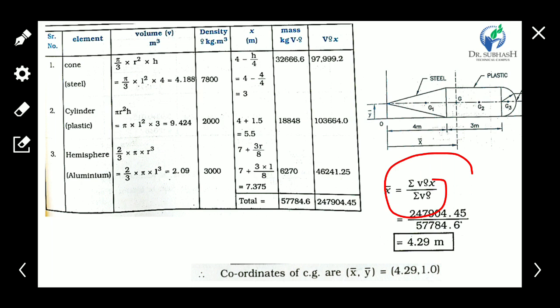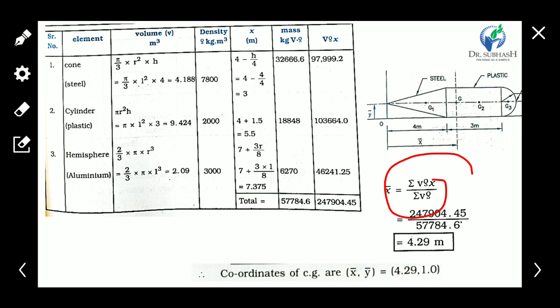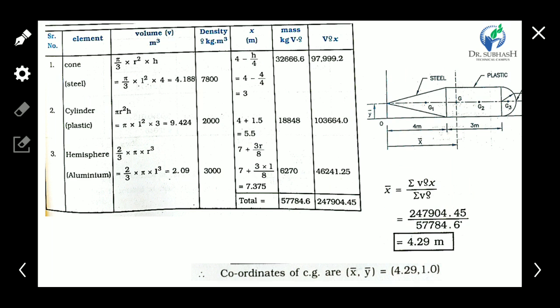So we have to first find the mass and x1, x2, x3 for all three parts: cone, rectangle and hemisphere. First, the volume of cone. We know the equation of volume of cone is pi by 3 r square h. H is given as 4 meter, and the radius of cone is 1 meter, since the total is 2 meter. So we get the volume of cone as 4.1.